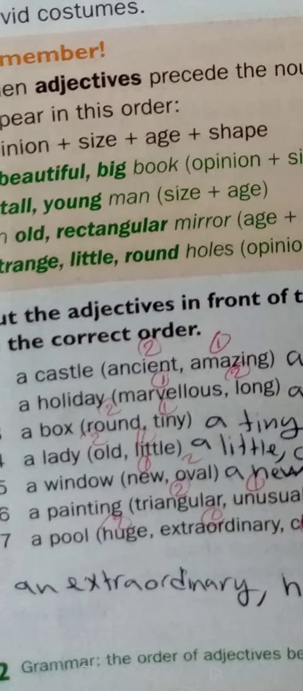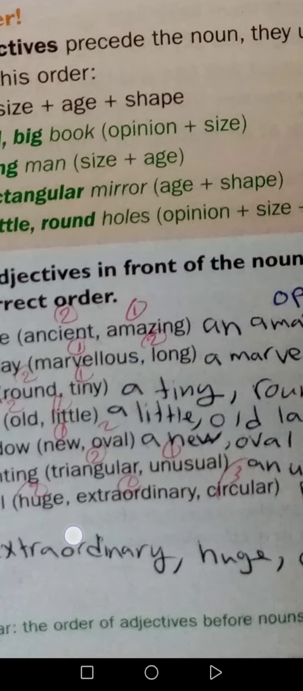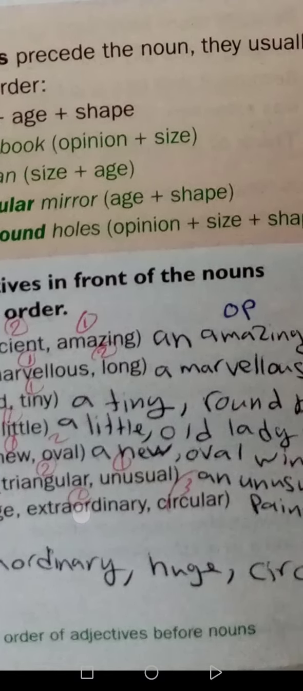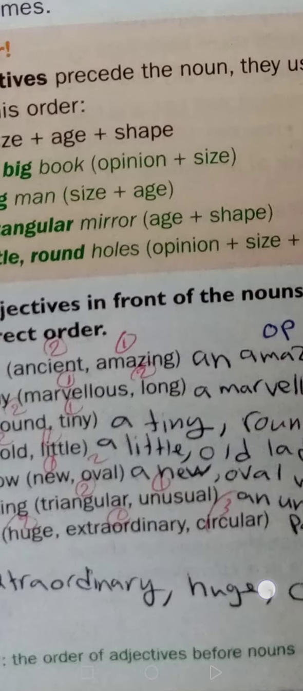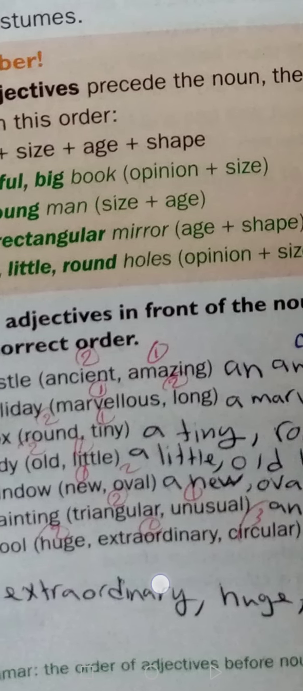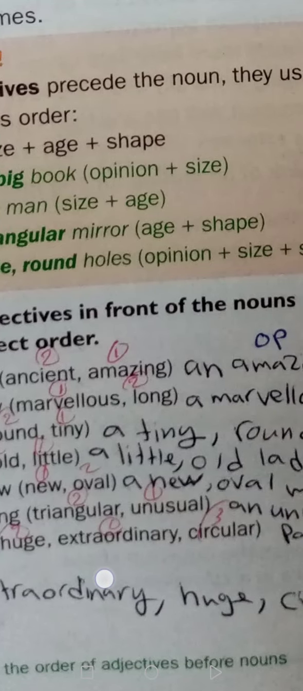Here we have the word huge and the word extraordinary and the word circular. Huge is a size, extraordinary is an opinion, and circular, it's a shape اللي هو الدائرة شكل. ببلش بالopinion, an extraordinary. بعد الopinion بيجي عندي ايش؟ بدي هلا يا huge اللي هي السايز or الشيب.